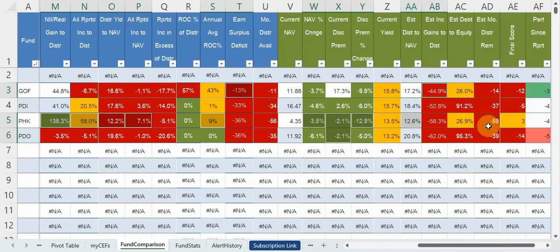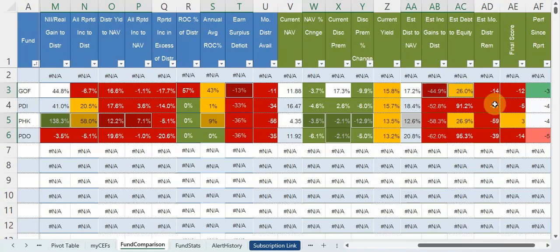Next is the estimated debt to equity, which clearly favors GOF and PHK. GOF taking the lead by only 0.9%. So there's not much to brag about there. However, that's another stat in GOF's favor.